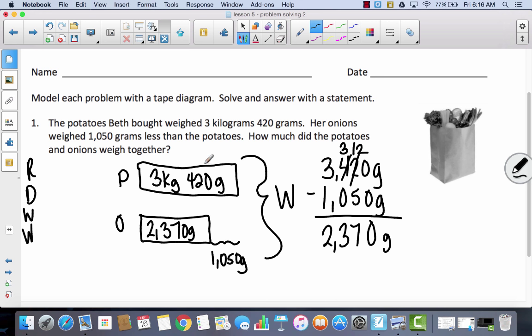How much do the potatoes and onions weigh together? So what do you think I need to do with the weight of the potatoes and the weight of the onions to figure out how much they weigh together? Well, we need to add them, right? Well, I've already converted the potatoes to grams, so I'm just going to use that same amount, 3,420 grams, and then the onions weigh 2,370 grams. I want you to go ahead and complete this problem by solving this addition sentence, and then I want you to write your answer as a statement.